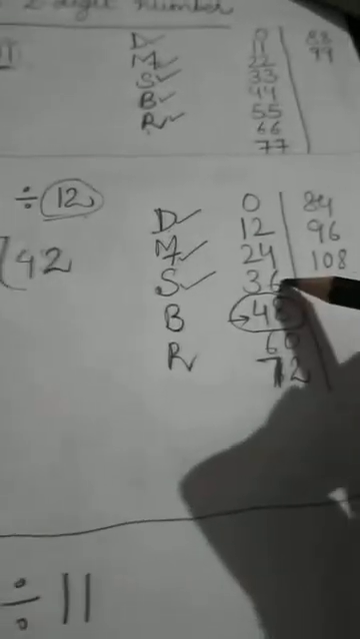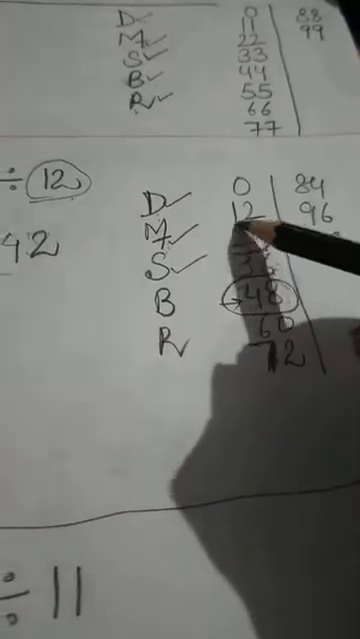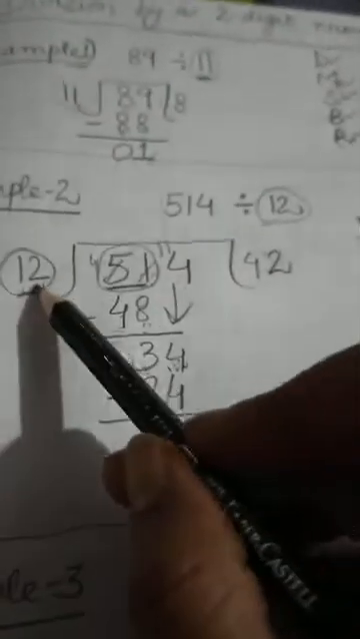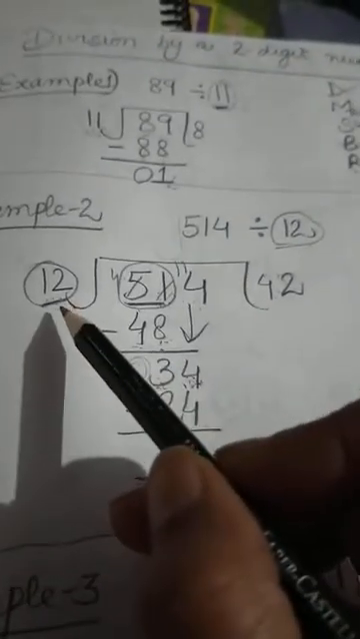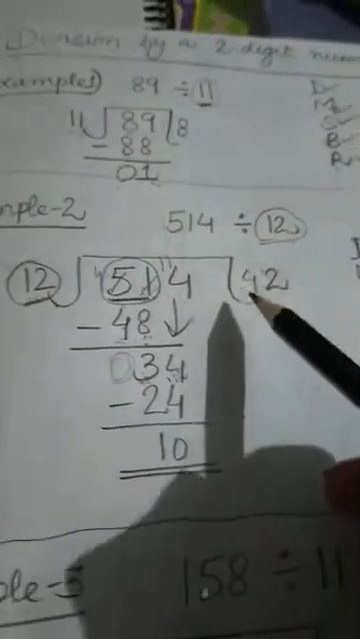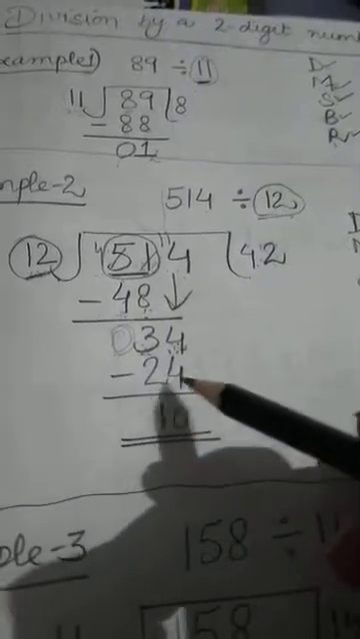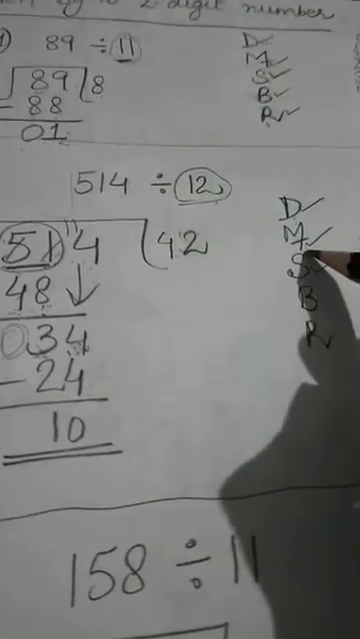Here under 34 what you can write, so that it can be subtracted. 36 cannot be written, because 34 minus 36 is not possible. So we will write 24. 12 2s are 24. We have done multiplication now.